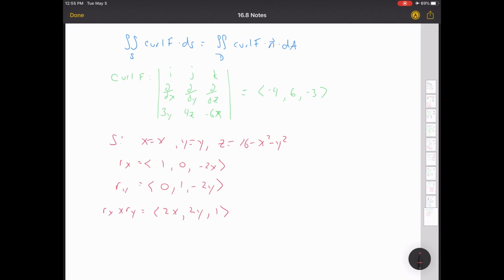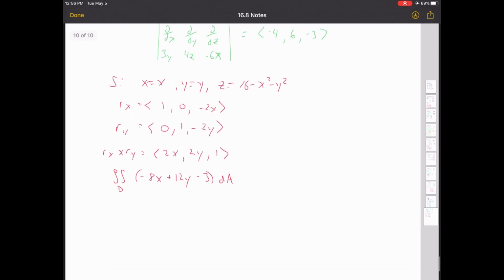We need to dot those two things, and then we're going to take our double integral. So let's dot the curl of F and our cross product. Negative 4 times 2x is negative 8x. 6 times 2y is going to be 12y. And then negative 3 times 1 is negative 3. So there's our double integral. We're going to write this over dA.